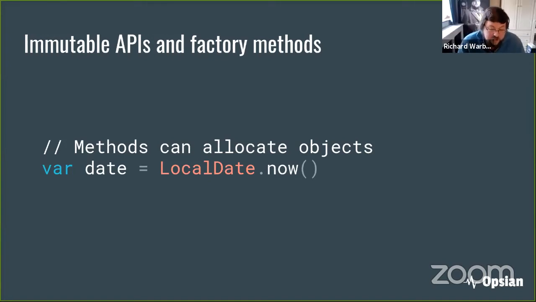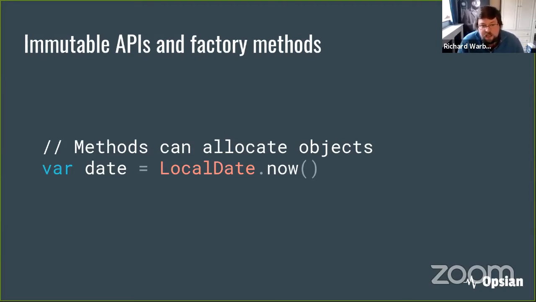Well, yeah, so factory methods can definitely allocate objects. In this case, you're creating a new local date object for the current time. You might think that would allocate one object, just being a local date, but actually it needs to allocate a system clock behind the scenes. It needs to get the current instant out of the system clock. It needs to get an offset out of that clock and then do some calculations before it allocates. So it's not like it's just allocating one object.